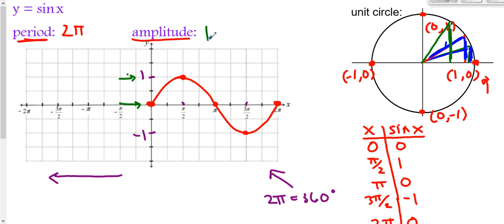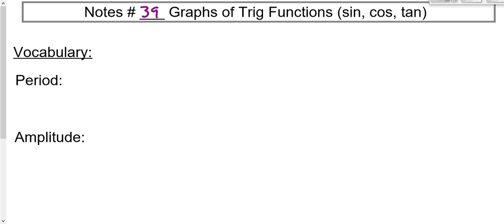And you could also think of it, oh, there's a third way. You could take the top minus the bottom and divide it by 2. Okay, so now let's go back and define amplitude and period.